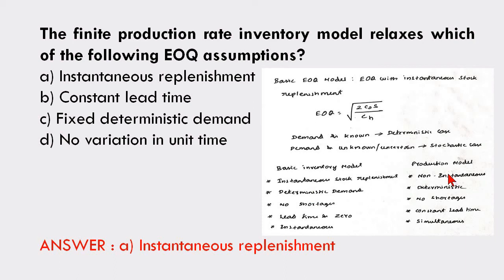In the production model, what is the difference? Here is instantaneous stock replenishment. Here is what? Simultaneous, that is non-instantaneous or simultaneous stock replenishment. So in the production model, the relaxation is what? The instantaneous replenishment is for the basic EOQ model. For the production model it is simultaneous replenishment.